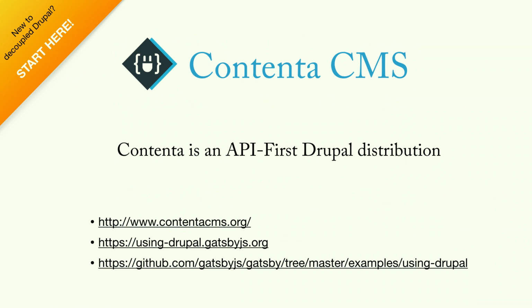There is a distribution of Drupal called Contenta, which takes the JSON API module and Simple OAuth and a handful of others and installs and pre-configures them in a way that I think is a useful starting point, especially if this is your first foray into using Drupal as more of the back end in a decoupled architecture. It also installs a handful of other modules that help provide documentation for your API and things like that that are pretty cool.